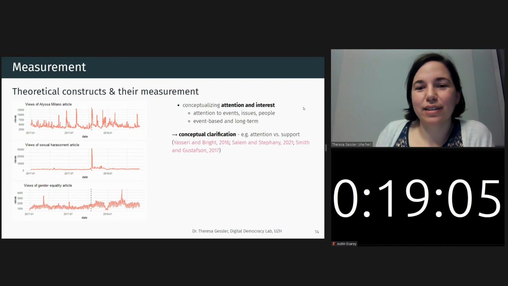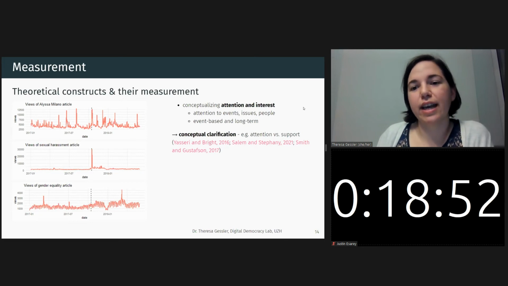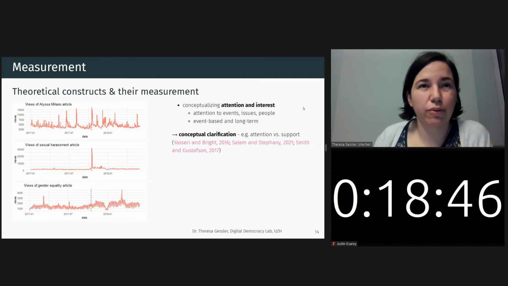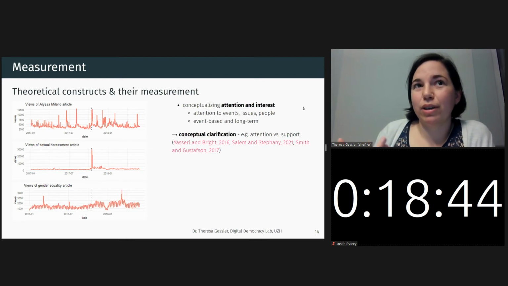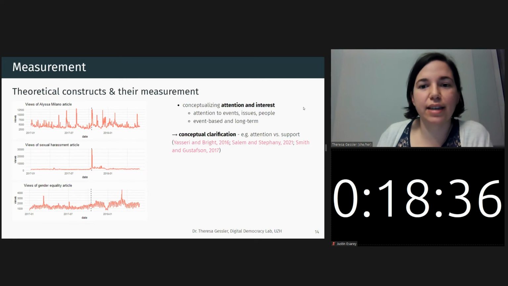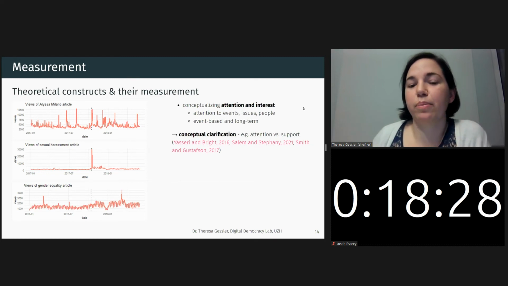What I find most interesting here is to think about the conceptual clarification of what it means to study this from Wikipedia articles. One of the key discussions in the literature is the differentiation between attention and support. That's something we also find when looking, for example, at research on Twitter data or research on Google, that just searching for something or visiting a specific page doesn't equal support. Rather, it's searching for information, and it typically happens in a process of opinion change.